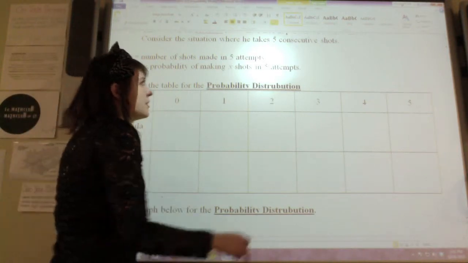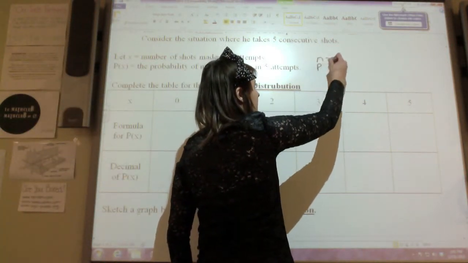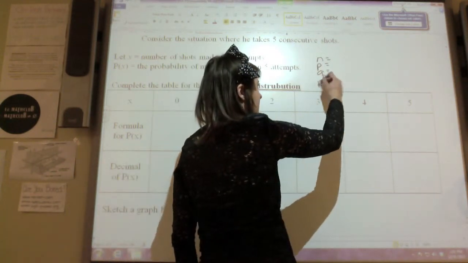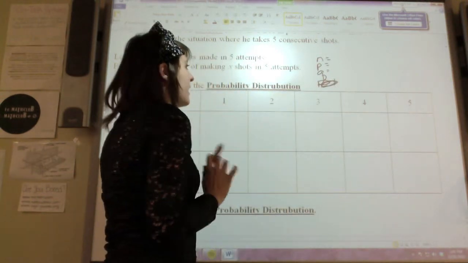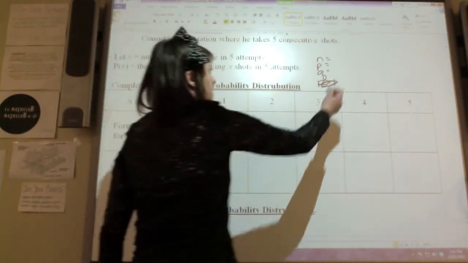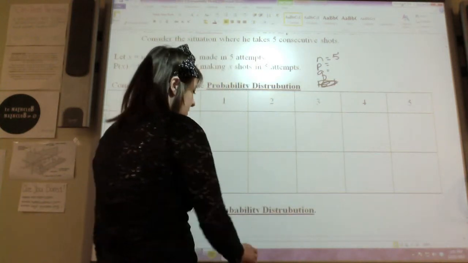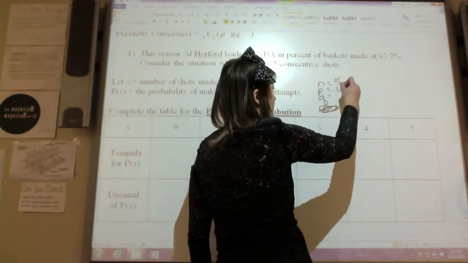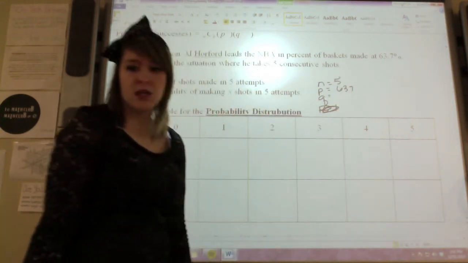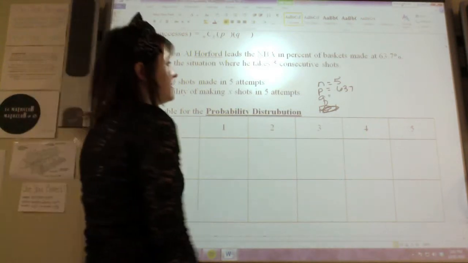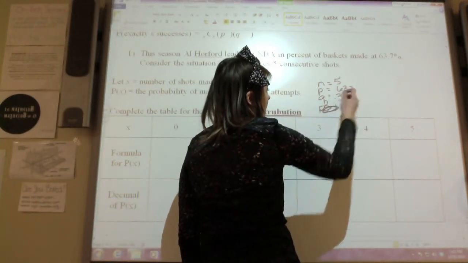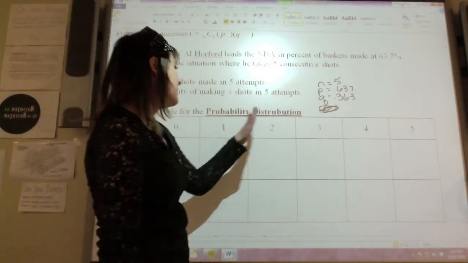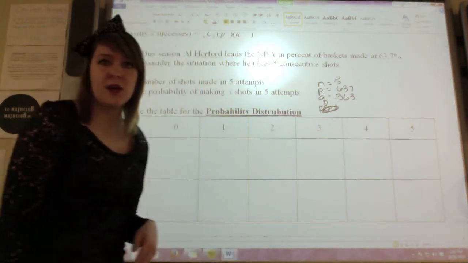So I'm going to start by figuring out what my n, p, q, and k values are for each of these. Okay, so my n value, that's how many shots I take, so I'm going to say that's 5. P value, that's the probability of success. So they're saying that he makes 63.7%, so this will be 0.637. So that means that q is going to be 0.363 because that's the complement. And then k, well, our k value changes. So in this one, k is 0, 1, 2, 3, 4, 5. Okay, so our k values are changing.